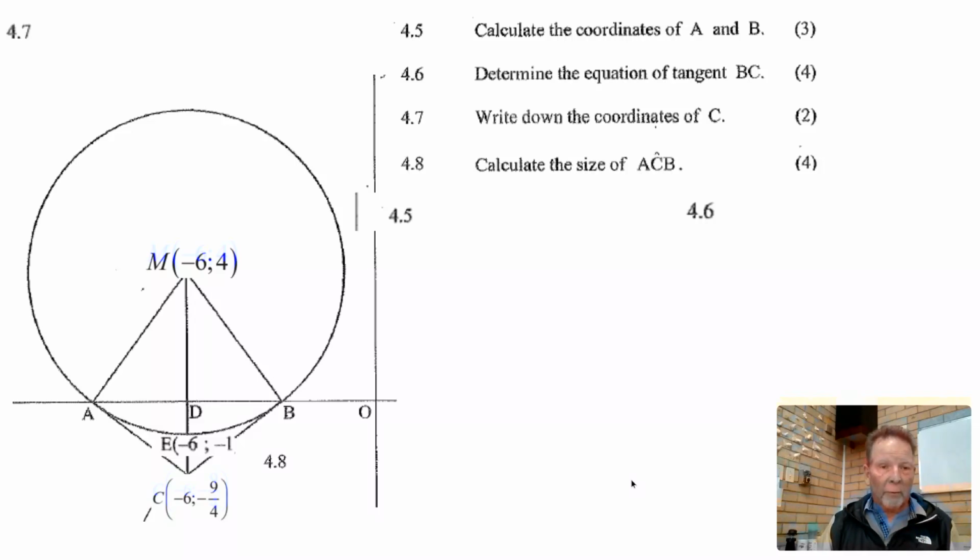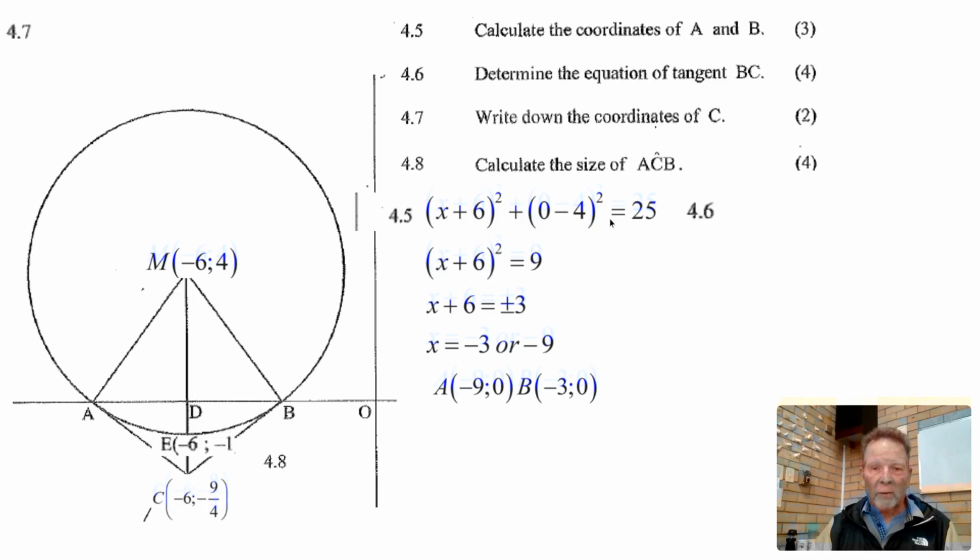Okay, let's try the rest of this circle analytical geometry question. It says, calculate the coordinates of A and B. Well, we've got the equation of this circle, and A and B are x-intercepts. So all we do is we take the equation of the circle, but we let y equals 0. That's how you find an x-intercept.